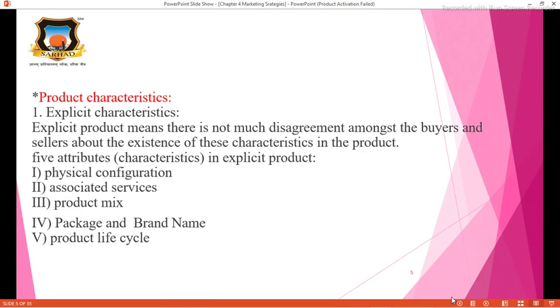The product life cycle is made up of the 4 stages. Each has its own implications for the producers as well as consumers. A product life cycle has 4 stages, that is introduction, growth, maturity and decline.